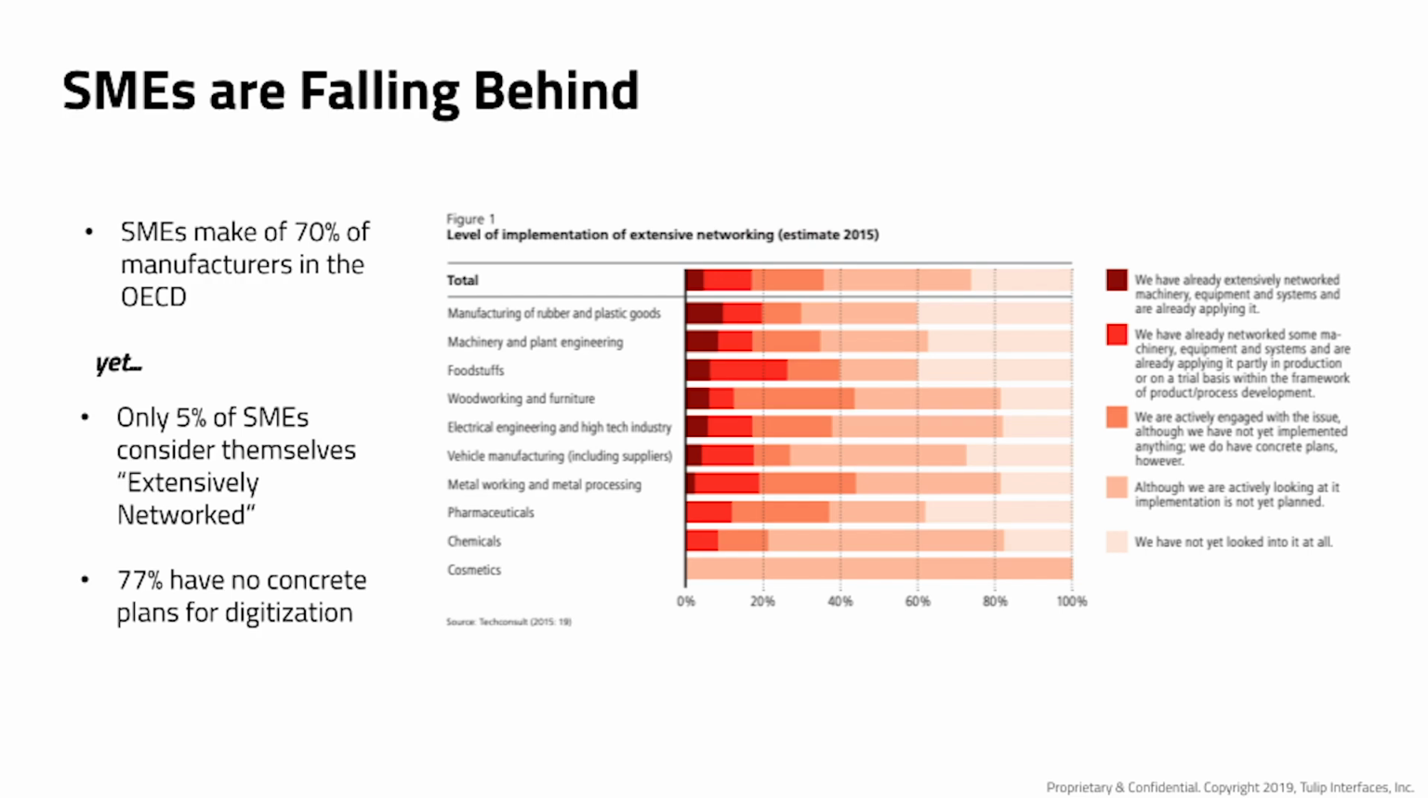A 2018 OECD report found that only 5% of SMEs considered themselves extensively networked, and only 40% reported having a concrete digital strategy. Further, a recent literature review found that as many as 77% of SMEs had no strategy or plans for digitizing their operations. So if SMEs represent such a huge portion of manufacturers, we have to ask why this disparity exists.